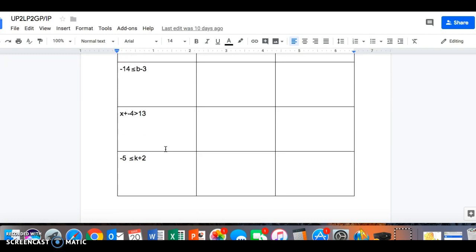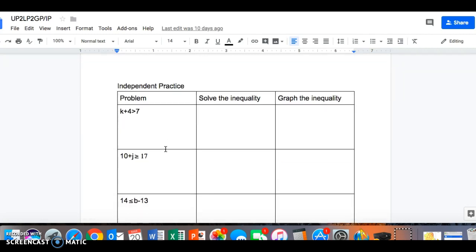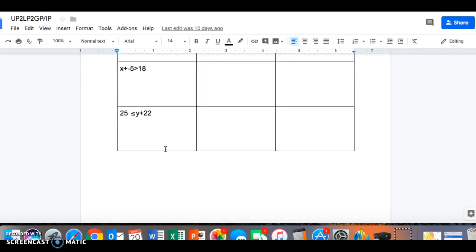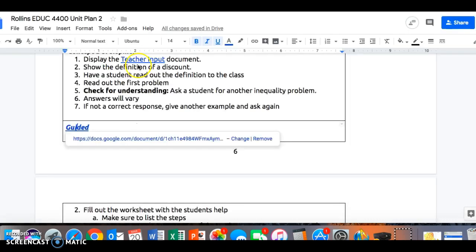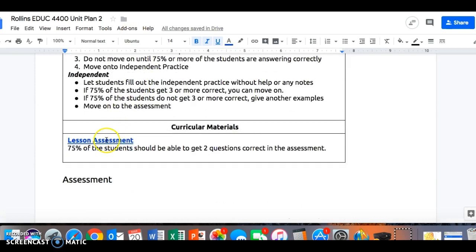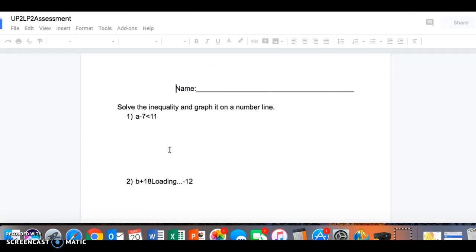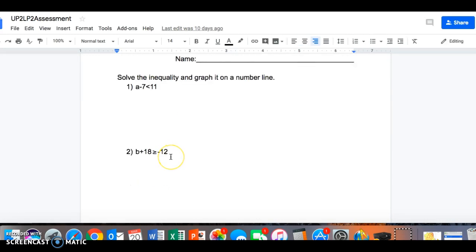And then this is guided, and then this one is independent practice, which means that they will not be using their notes on this one. And then we'll go over it as a class after we're finished with the worksheet. And then here's the exit ticket again for day 3. Mainly focusing on solving the inequality and then graphing it on the number line.